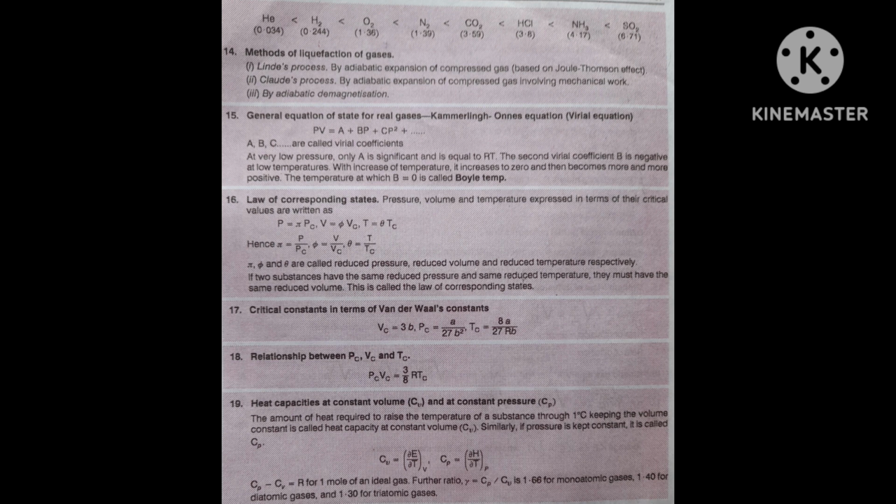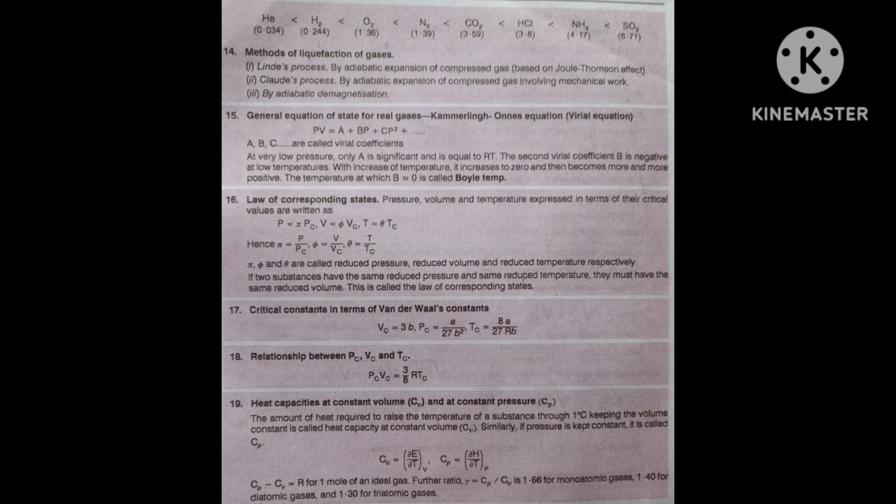And volume, V is equal to phi Vc. Vc means critical volume, V means volume. Then V is equal to phi Vc. And T means temperature, T is equal to theta Tc. Tc means critical temperature. Here Pc means critical pressure, Vc means critical volume, and Tc means critical temperature. These are the three relations you should remember.